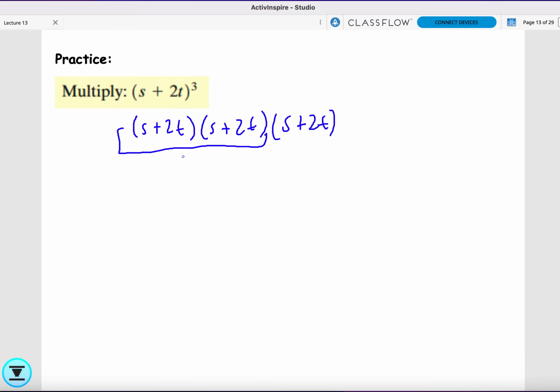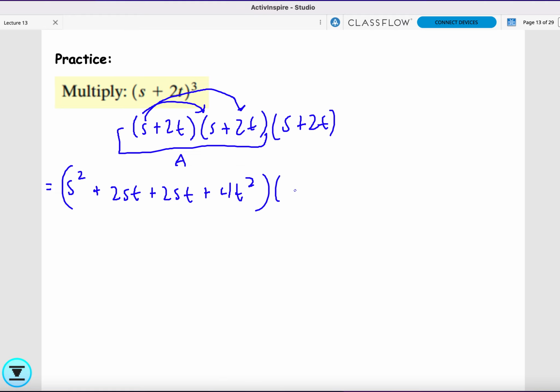Go ahead and do the A first. Do the arrows. S times s is s squared. S times 2t is 2st, plus 2st, plus 4t squared. That's the first print. That's option A. Combine your like terms. So then we get s squared plus 4st plus 4t squared.